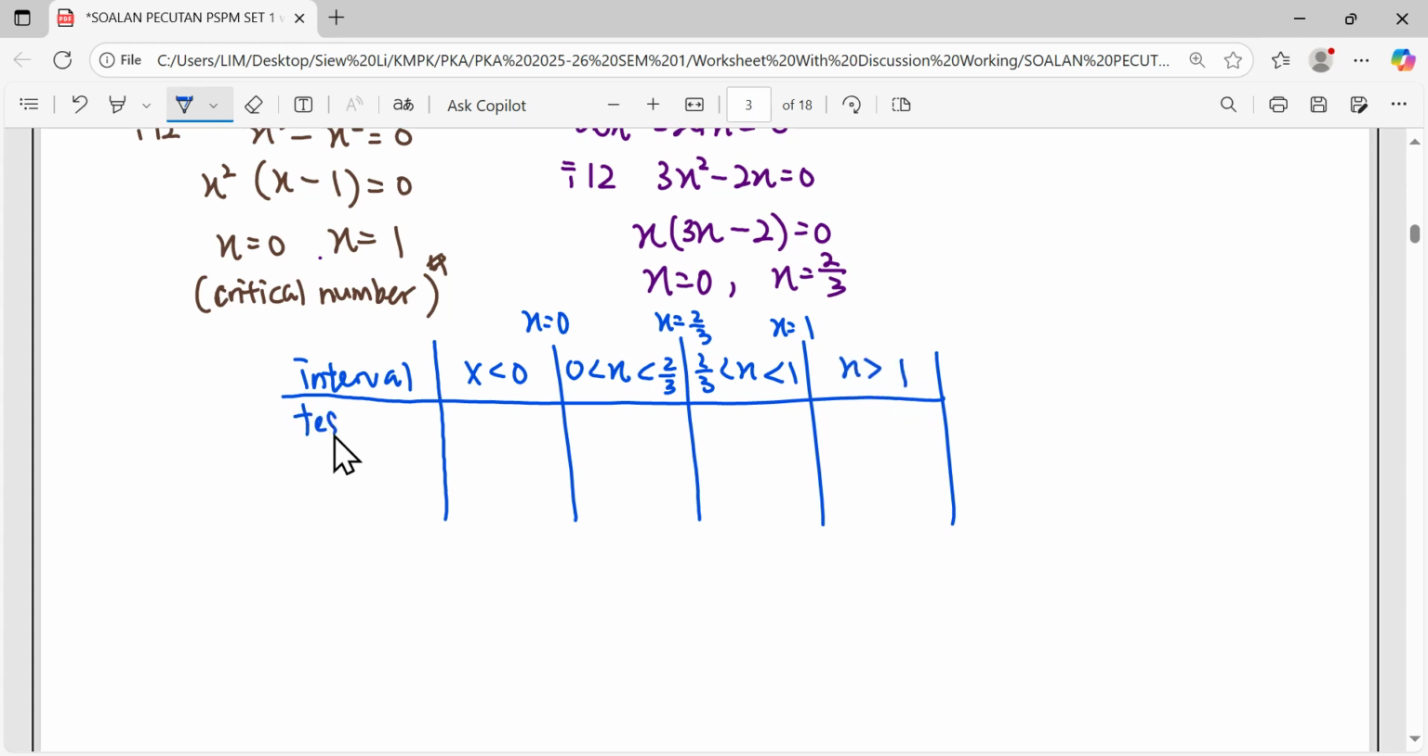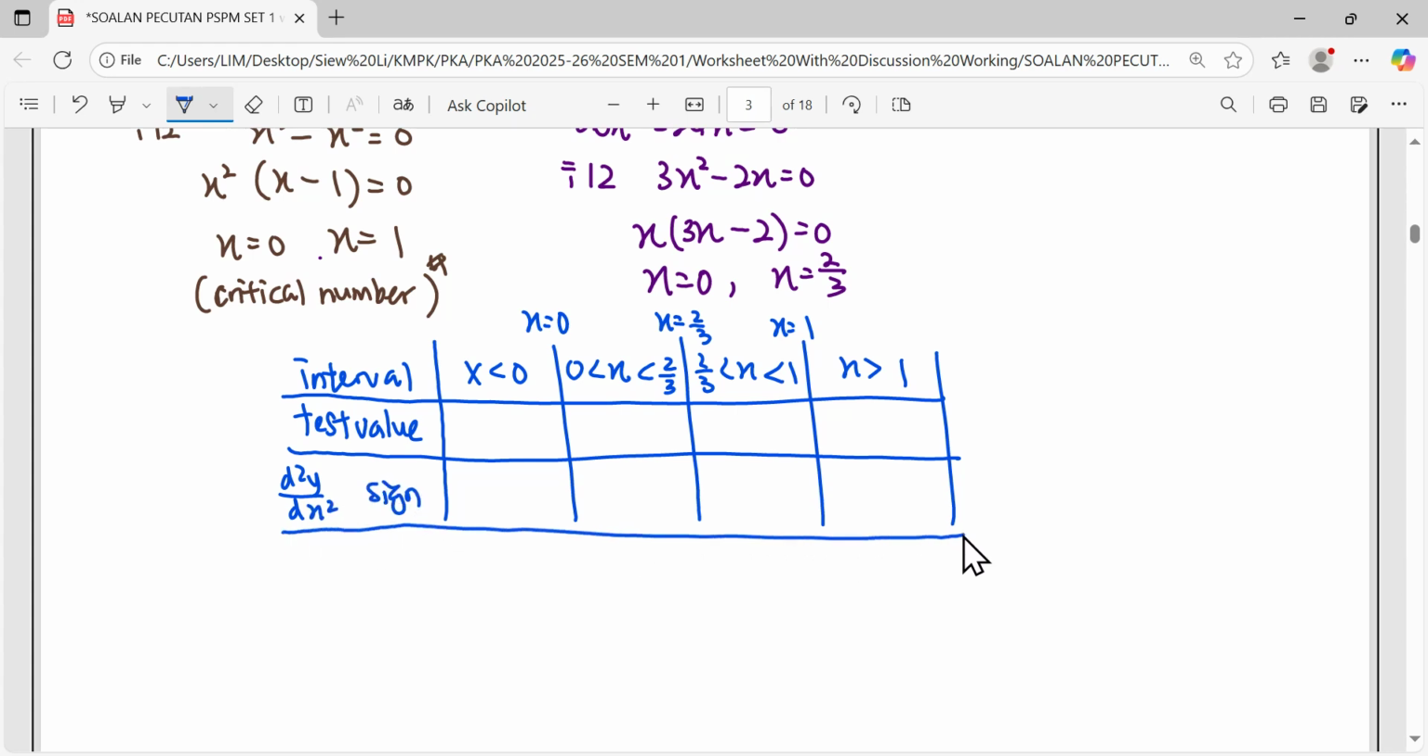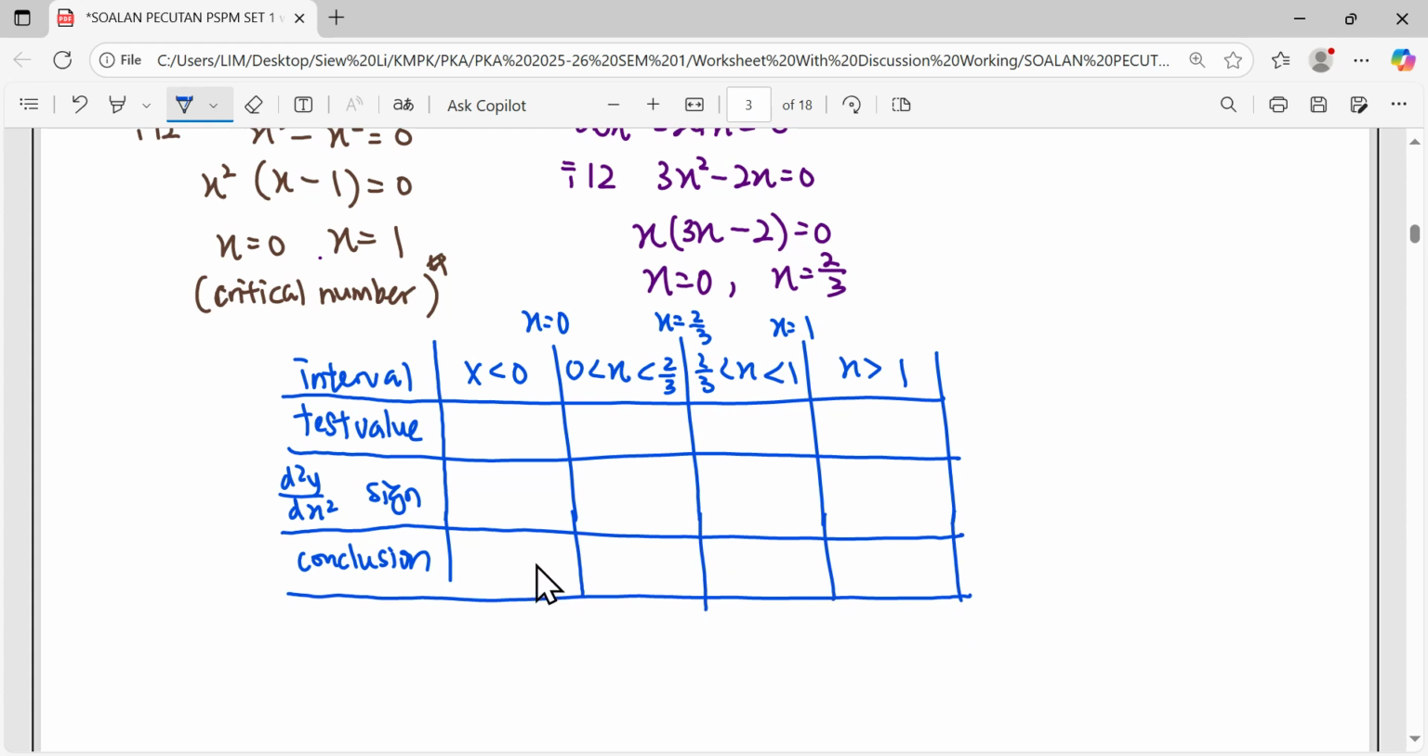Then we randomly pick a test value within each interval to see the sign of the second derivative, so that we can come to a conclusion on the concavity. For less than 0, we can take minus 1. In between 0 and 2/3, which is about 0.67 in decimal, I take 0.3. For between 2/3 and 1, I take 0.8. For more than 1, we can take the value 2.